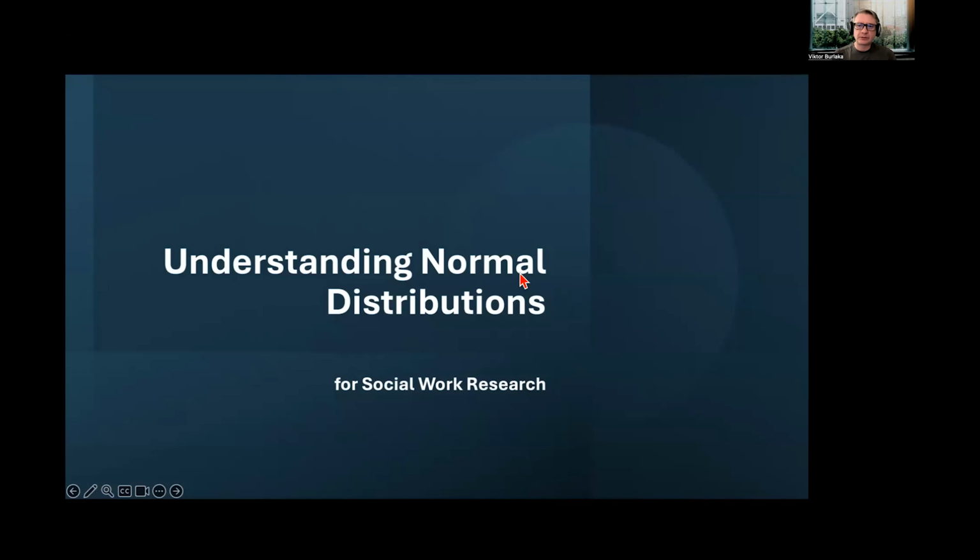Welcome to this introduction to normal distributions in social work research. The normal curve is one of the most fundamental concepts in statistics, helping us understand patterns in data, make informed decisions, and evaluate interventions effectively. In this session, we'll explore why the normal distribution matters, how it applies to social work, and how we use it in research and practice. Let's get started.